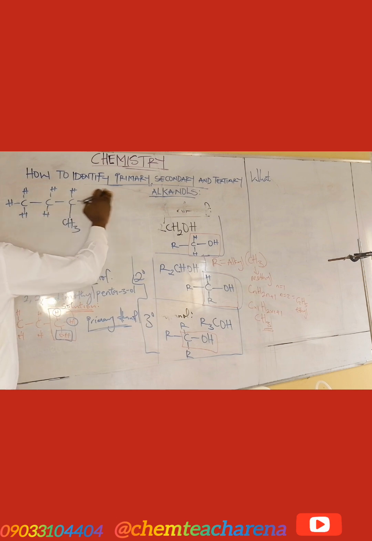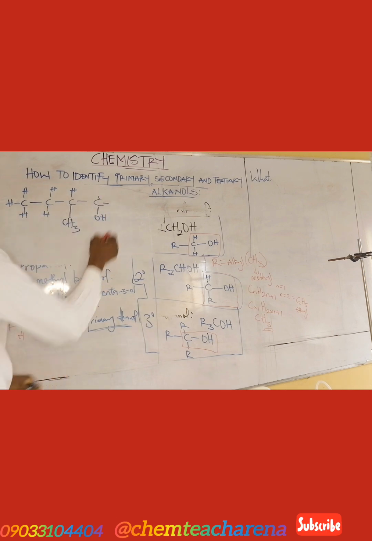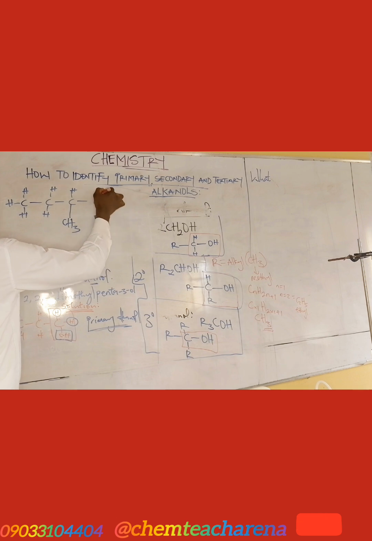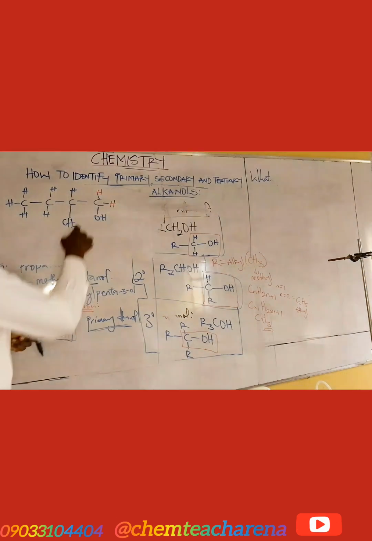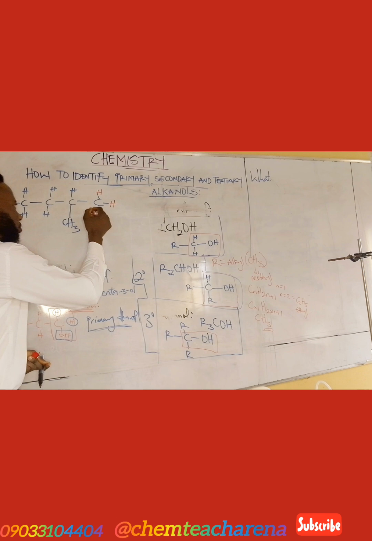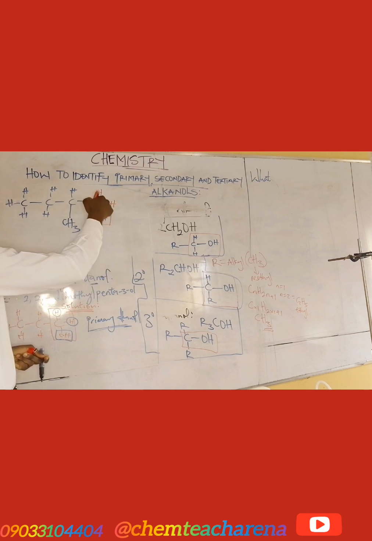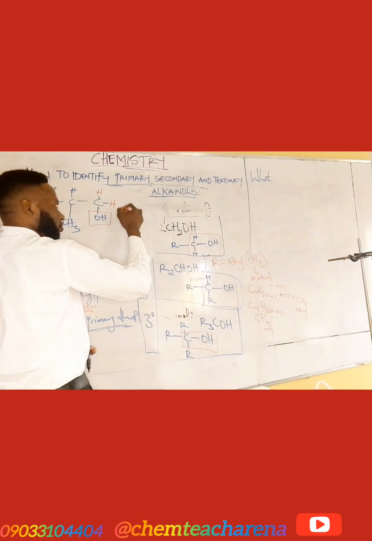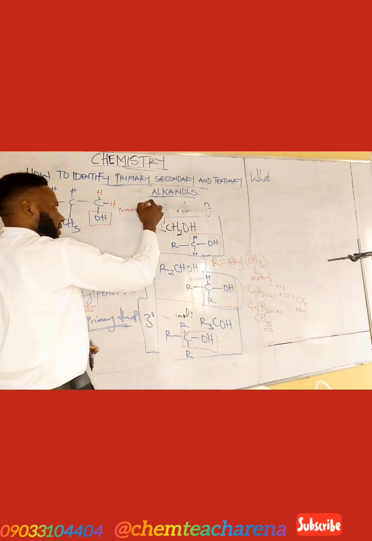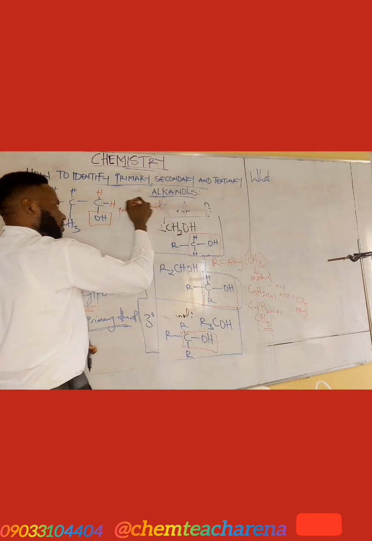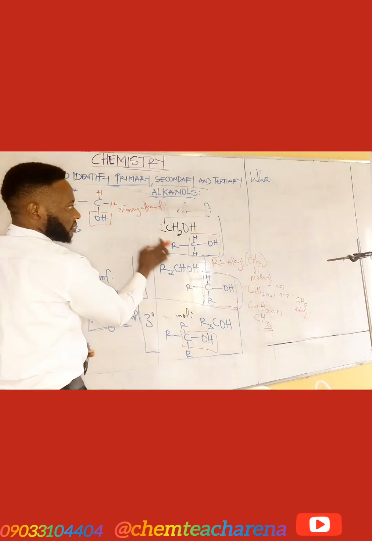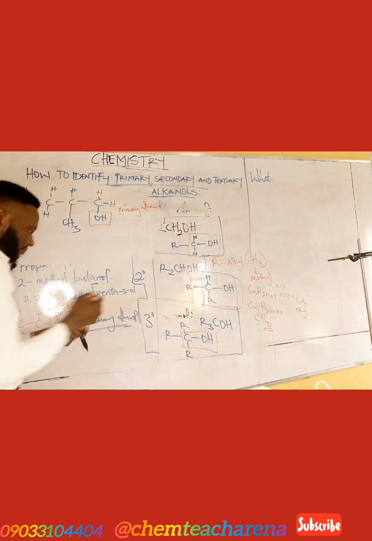This 2H is my focus, then I have 1H here. So how many hydrogens are attached to the carbon bearing this hydroxyl, the functional group? We have 2 hydrogens attached to this carbon. So the answer is primary alkanol, because it has 1, 2 hydrogens.